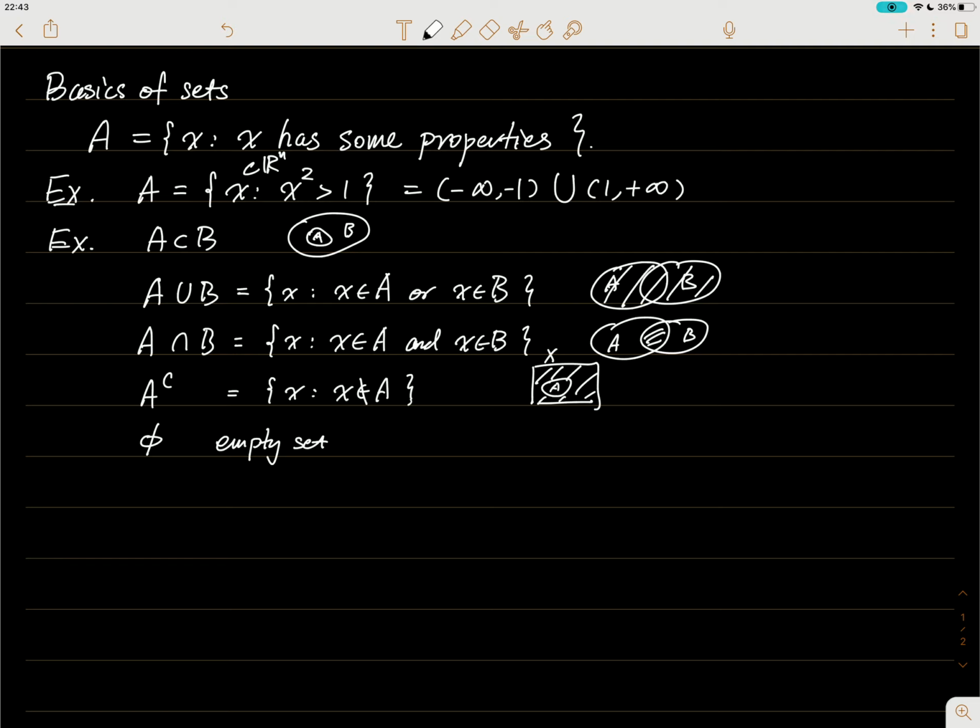Okay. When we talk about set A equals set B, it's not really the sense of equal for numbers. It just means that the two sets have exactly the same elements. Okay, so that just means that A is a subset of B, and also B is a subset of A. So they just have the same elements.